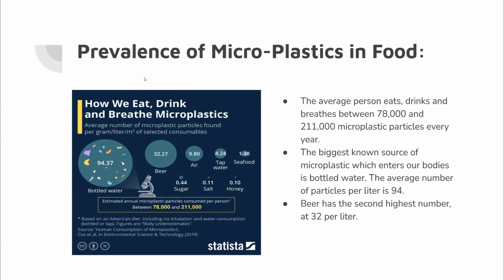Since microplastics are in our daily food chain, research shows that the average person eats, drinks, and breathes between 78,000 and 211,000 microplastic particles per year. Here's a picture that shows the average number of microplastics in food, and the biggest known source of microplastics which enters our body is bottled water. The average number of particles per liter is 94, and beer has the second highest number at 32 per liter.